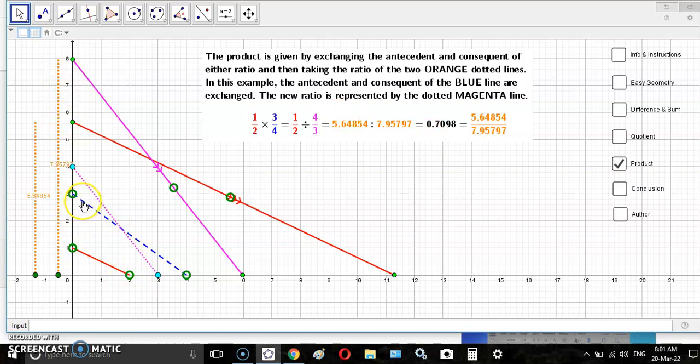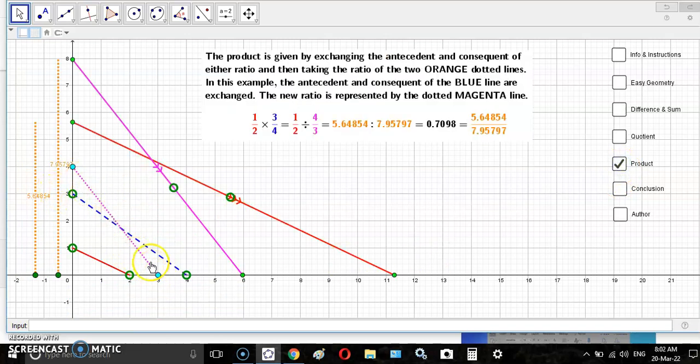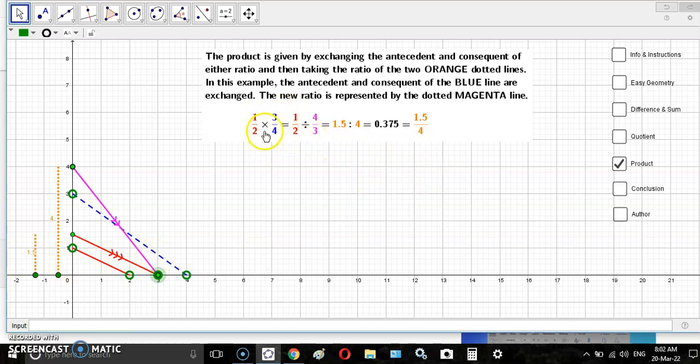Well, what we have to do is invert this blue line, because the measure in multiplication happens when we switch the antecedent with the consequent of one of the ratios. So what we do here is, this is the original 3/4 that we had when we looked at this, right? Original 3/4. But now we switch that, so we've got this magenta dotted line, and this is the one we need to measure. And so again, we do the same story, just bring that line down there and that line down there, and there we've measured it. So the product of this is not 3/6, but 3/8, or 0.375 in decimal.